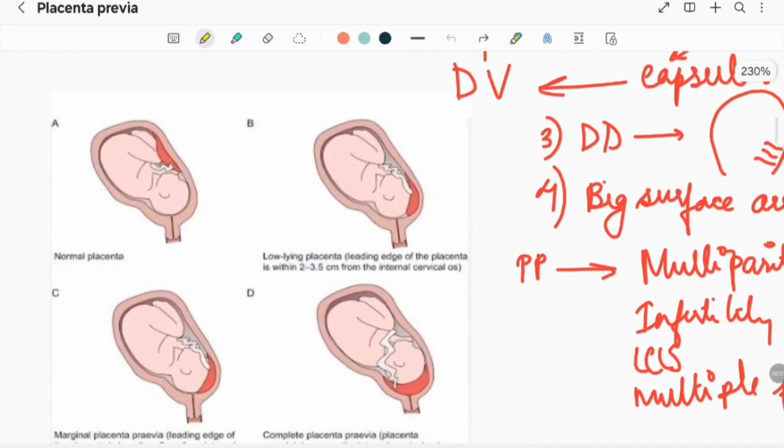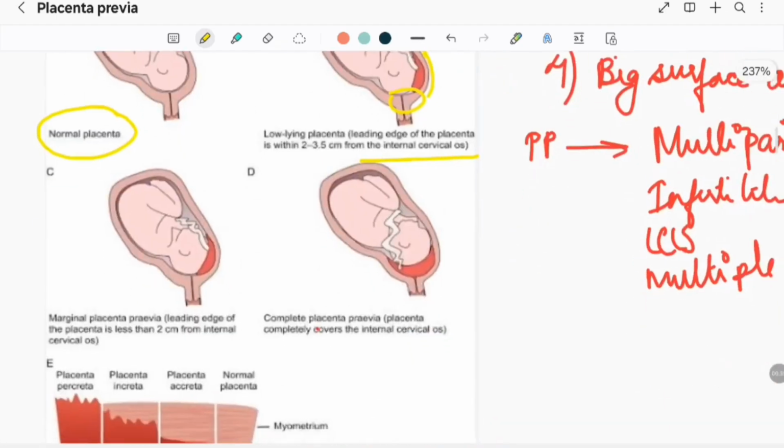So this is the placenta. This is a normal placenta. Then we have the type 1 low-lying placenta. The major part of the placenta is attached to the upper segment and only the lower margin encroaches onto the lower segment but not up to the internal os. So, in low-lying placenta the leading edge is within 2 to 3.5 centimeters from the internal cervical os.